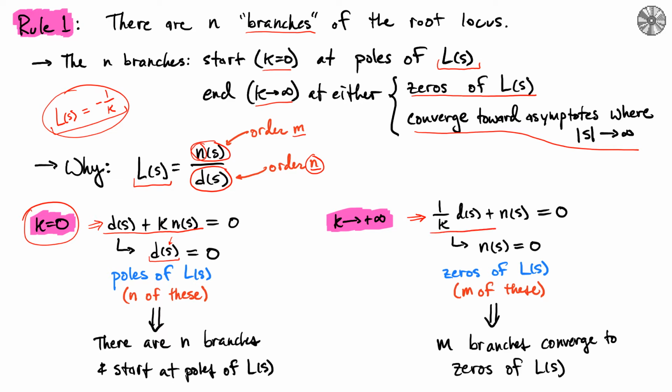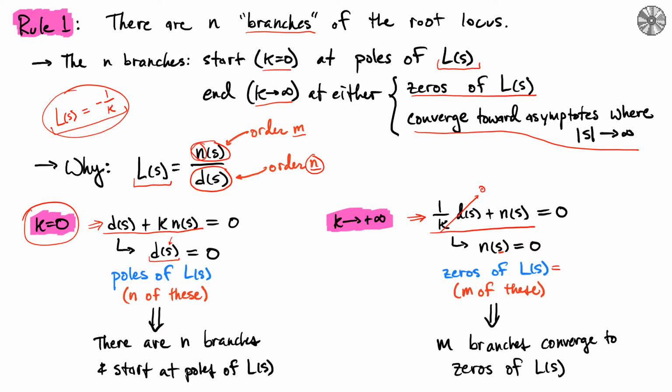Now as k goes off to infinity, we use a different expression for the characteristic equation, given here, where we just move k to the other side by dividing the whole thing by k. As k goes off to infinity, this term goes to 0, and we're left just with n of s equal to 0. So the s values that satisfy the root locus are the roots of the numerator of L of s, and those are the zeros of L of s. Again, these are the zeros of the loop transfer function.